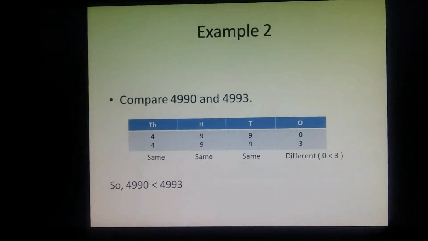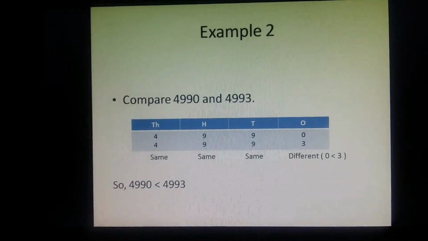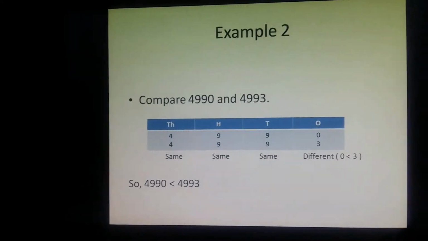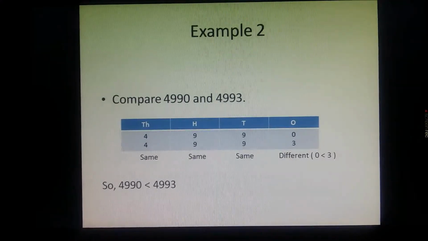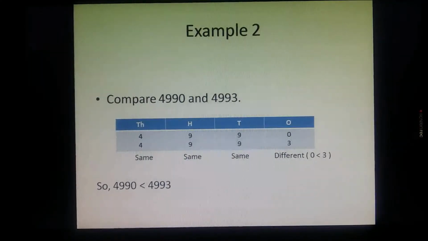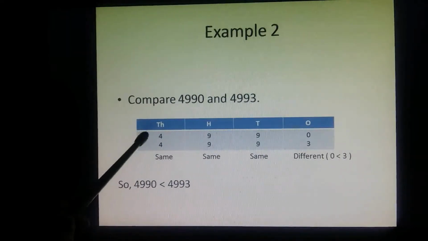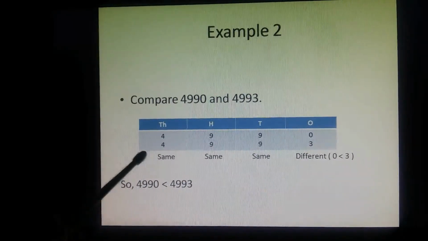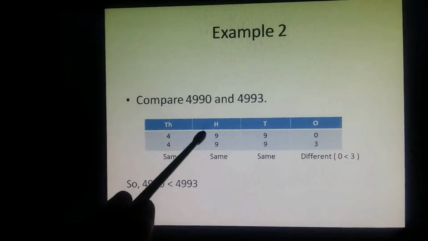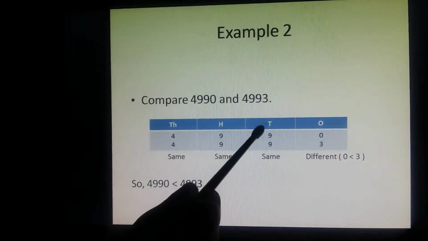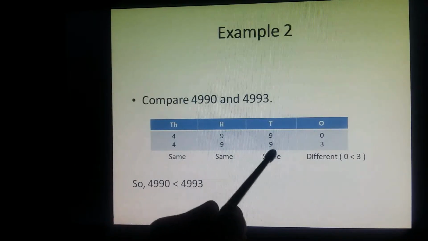Let's take another example. Now let's compare numbers having 4 digits. So compare 4990 and 4993. As you can see in this table, at the thousands place we have 4 and 4, the digits are the same. At the hundreds place again the digits are the same, 9 and 9. At the tens place again the digits are the same, 9 and 9.